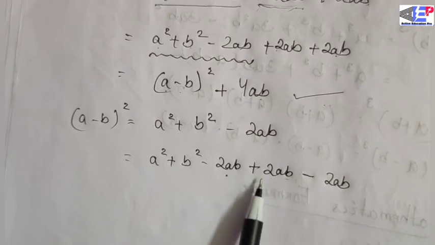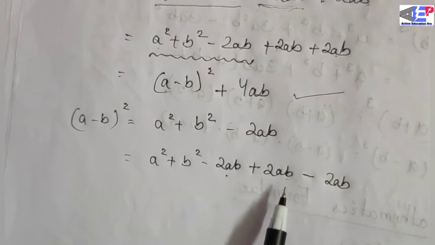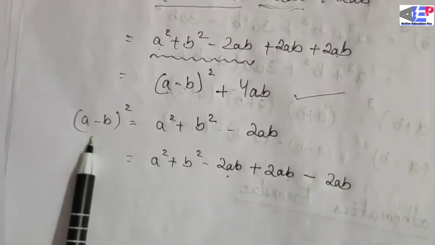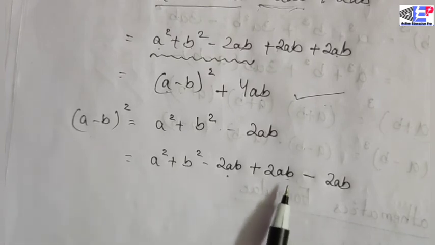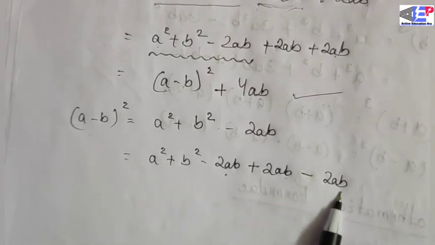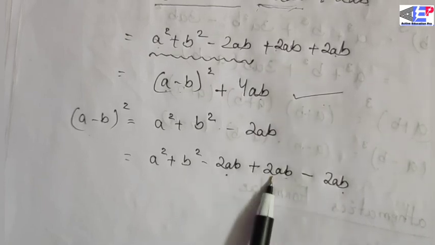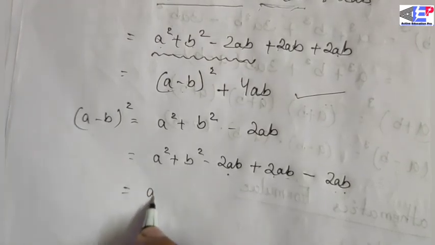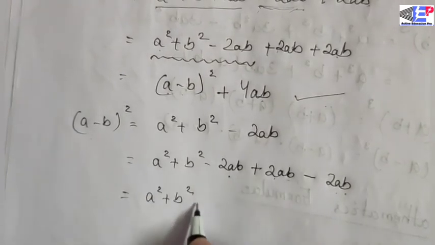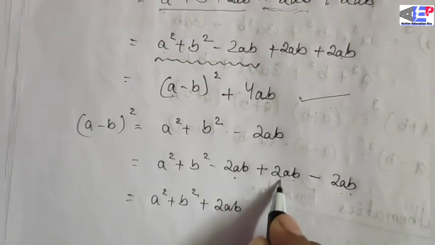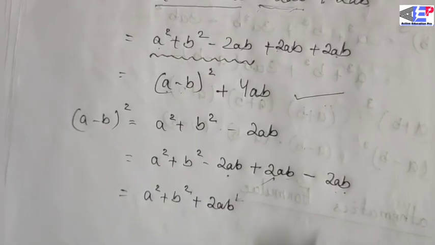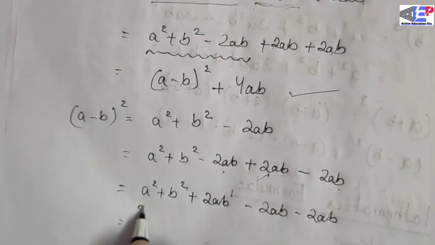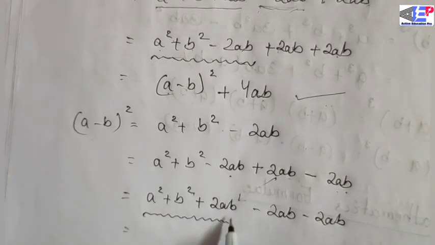So I add here 2ab, but you need to balance this side. This is the RHS side and this is the LHS side. So I subtract 2ab again from this right side. First add 2ab and then subtract 2ab, and then a square plus b square, and then write here plus 2ab. This 2ab transfers to here as plus 2ab, and the remaining terms are minus 2ab minus 2ab, and this is the formula of a plus b whole square.